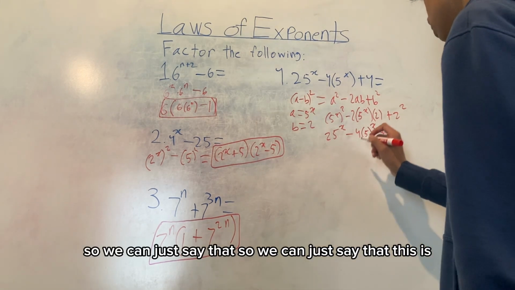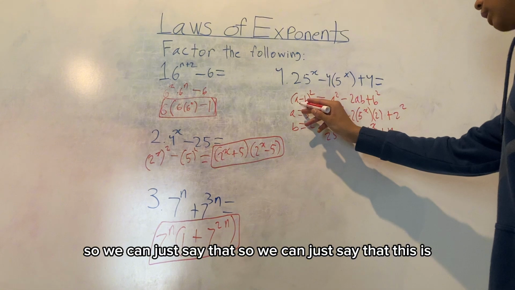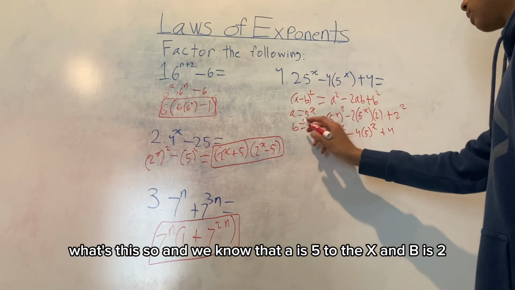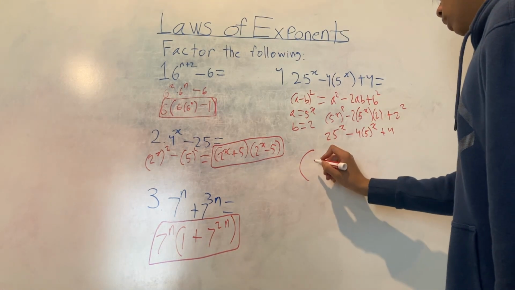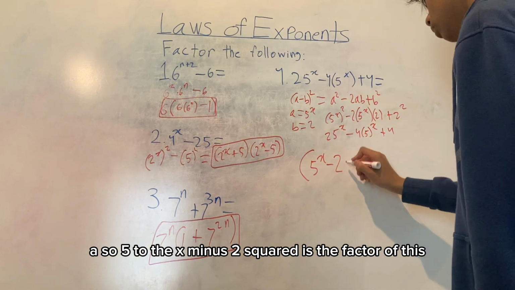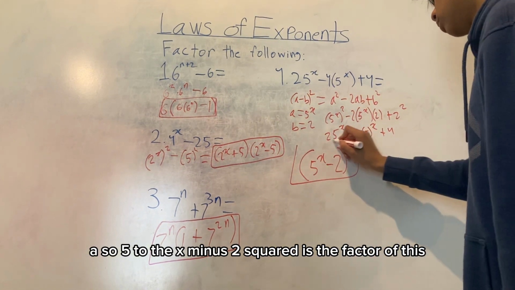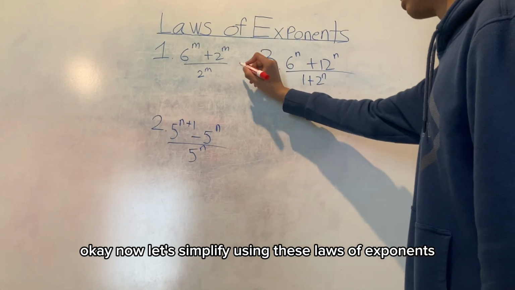So we can just say that this is what this is. And we know that a is 5 to the x and b is 2. So we can just say a minus b squared, so 5 to the x minus 2 squared is the factor of this. Okay, now let's simplify using these laws of exponents.